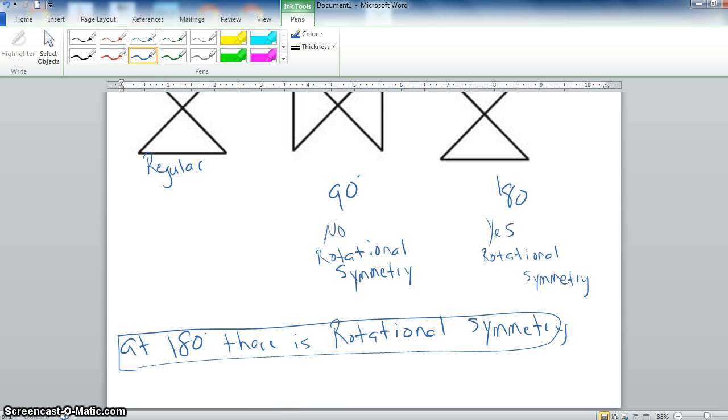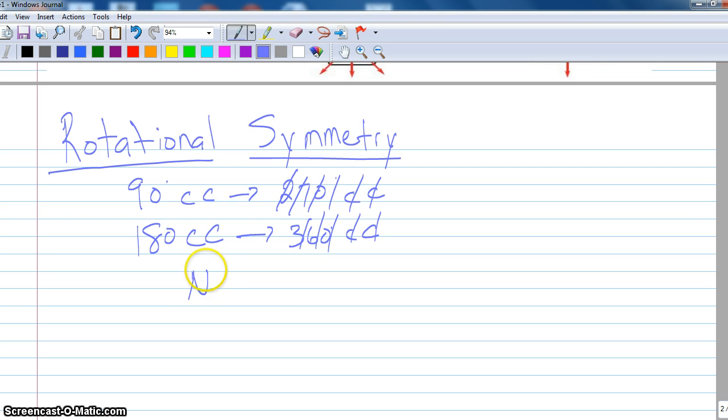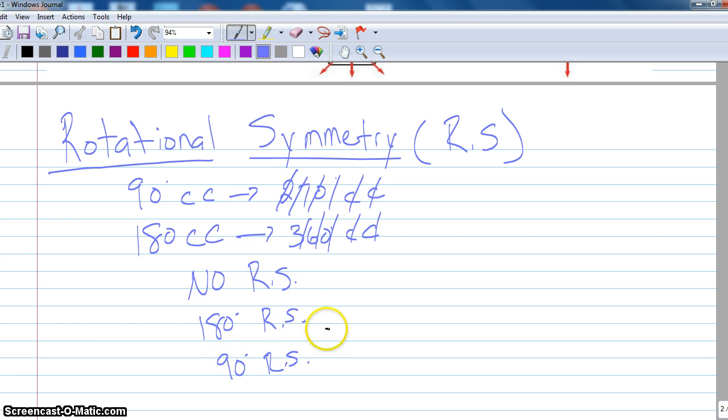Now, I've talked about, well, I'm going to call this RS, rotational symmetry. I've talked about no rotational symmetry, and I've talked about 180 degrees rotational symmetry. Can you have 90 degrees rotational symmetry? Yeah, of course you can. Can you have both? Yes, you can. Depends on the shape. Now, when you get your work, you don't have a little green button where you can flip around stuff like on Microsoft Word, but you can be a little smart about it.